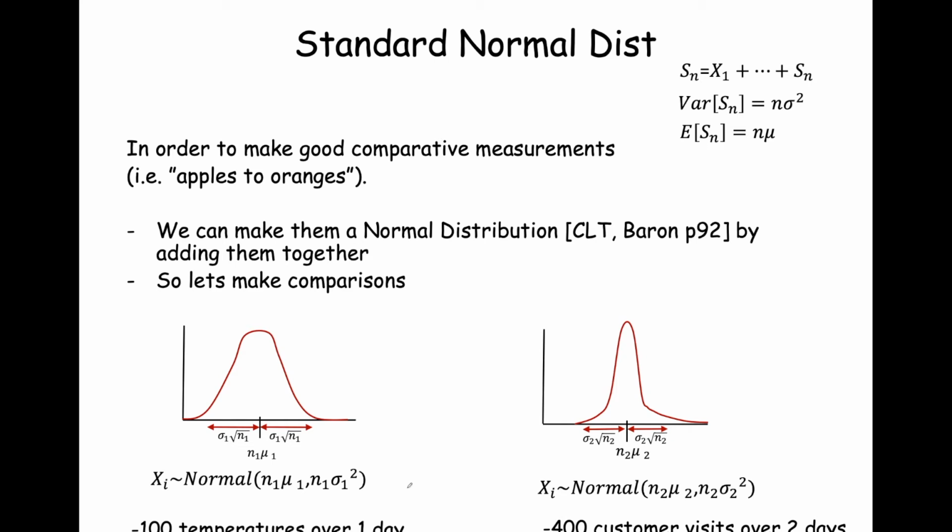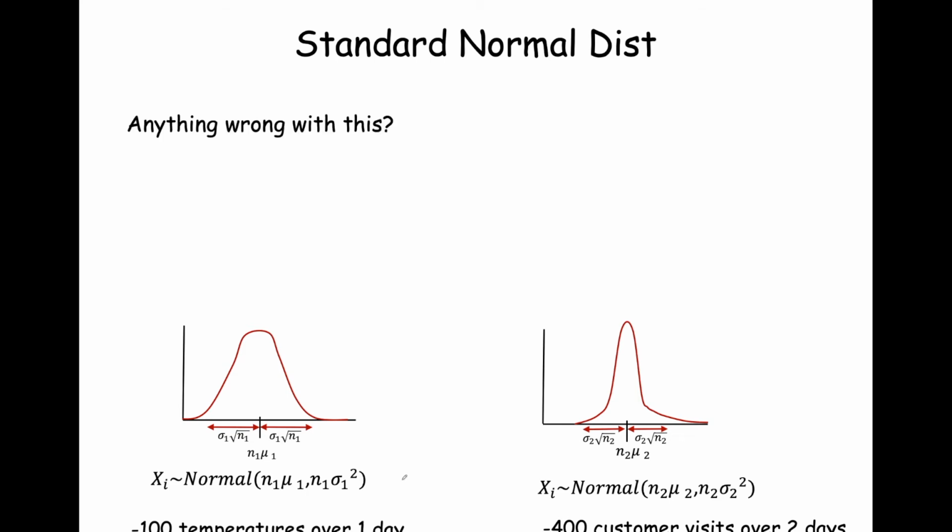So now these two different phenomena, these two different systems, one is temperature and one is customer visit, temperature described by normal, customer visit described by Poisson. Now we can cast them both as normal distributions. Okay, but there's something wrong with this.